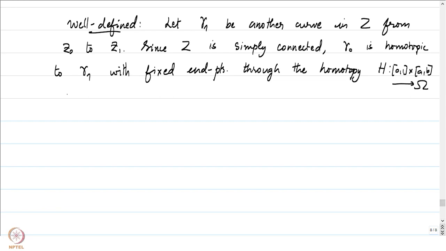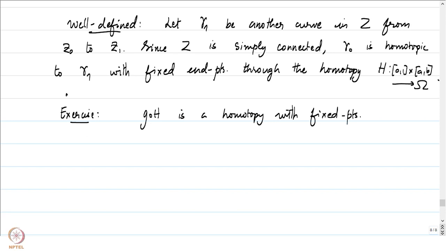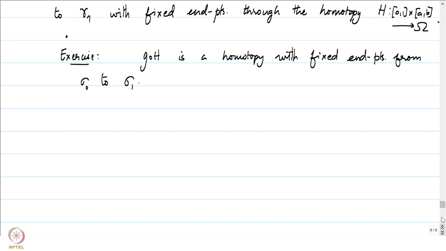And if you consider, let me just give you an exercise here to observe that G composed with H is a homotopy with fixed endpoints from sigma 0 tilde to sigma 1 tilde. Remember that sigma 0 tilde, sigma 0 to sigma 1. We still have not got, we are going to do it later. By lifting it, we will be getting hold of a homotopy from sigma 0 tilde to sigma 1 tilde, but we are not there yet.